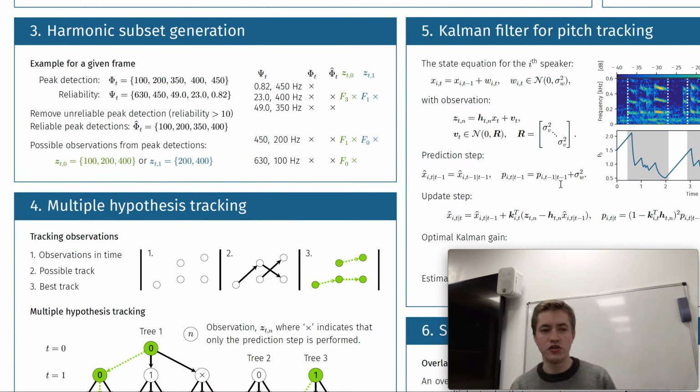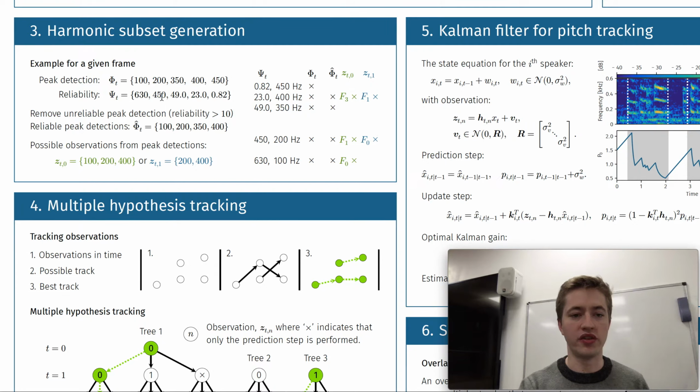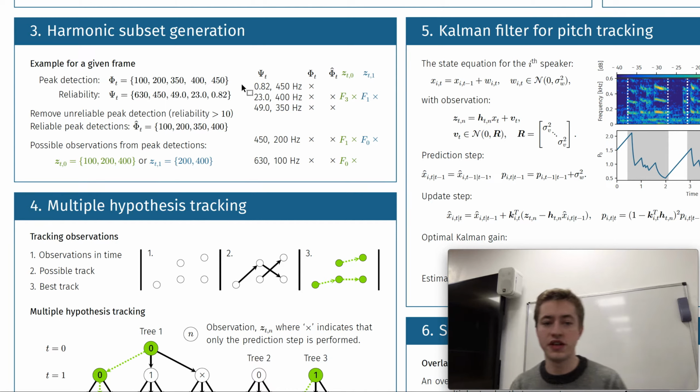So to take you to the method then, first we have to generate our observations. Before, if we were just tracking the fundamental frequency, we would just have one observation, which would be the pitch. But now, because we're tracking all the harmonics, we have multiple observations. And actually we need to work out what are the possible fundamental frequencies in any given frame. So as you can see here in this toy example, if we just measured from a peak detector 100, 200, 350, 400, and 450, what are the possible observations that we could get?